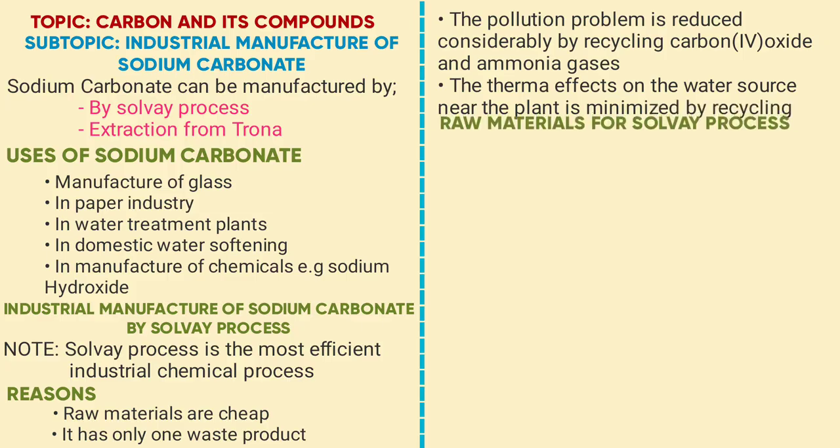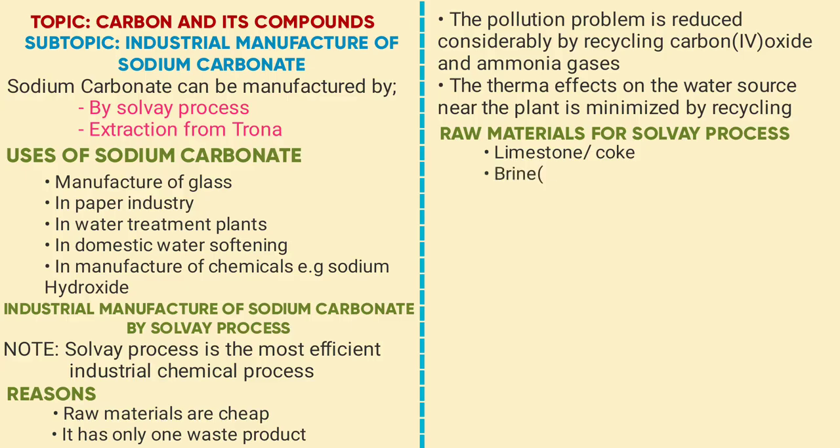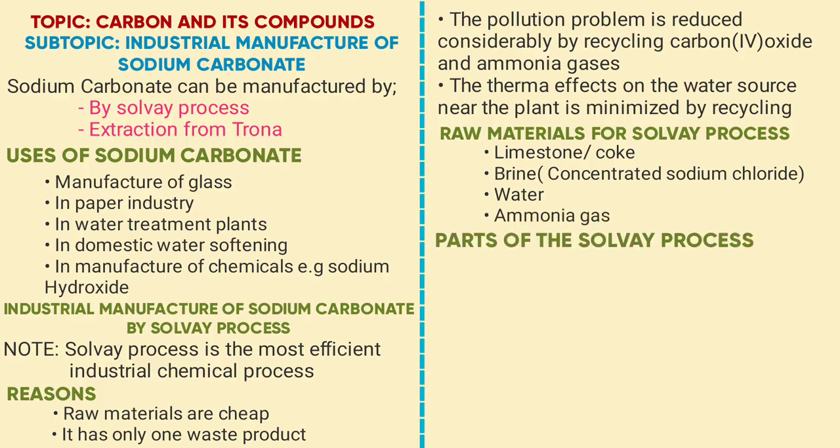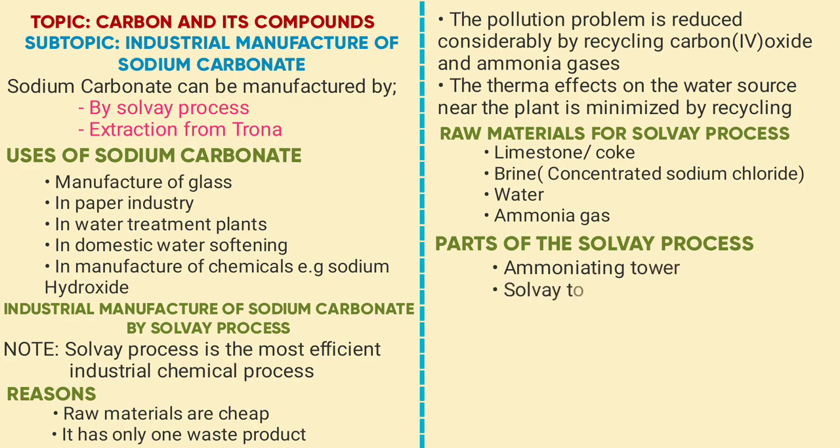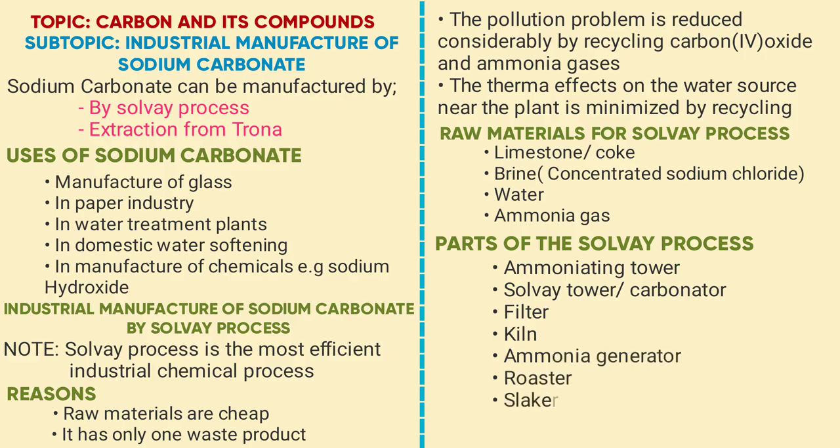Now, the raw materials for manufacture of sodium carbonate include limestone or coke, brine, that is concentrated sodium chloride, water, and ammonia. Now, parts of the process include the ammoniating tower, carbonator, also called the Solvay tower, filters, kiln, ammonia generator, roaster, and slacker.